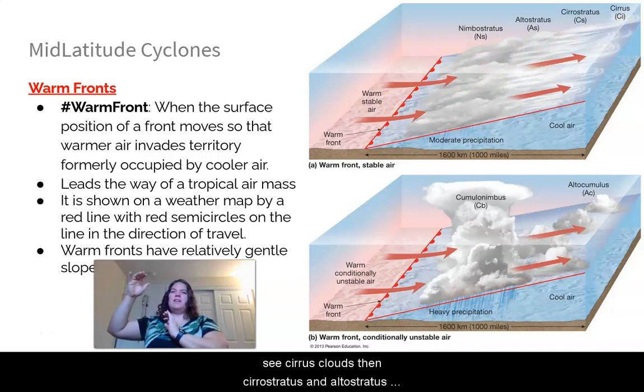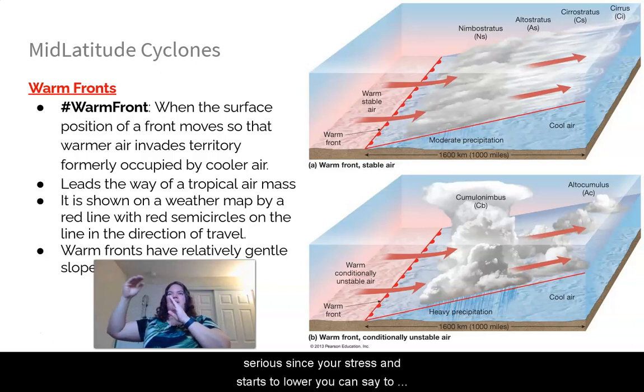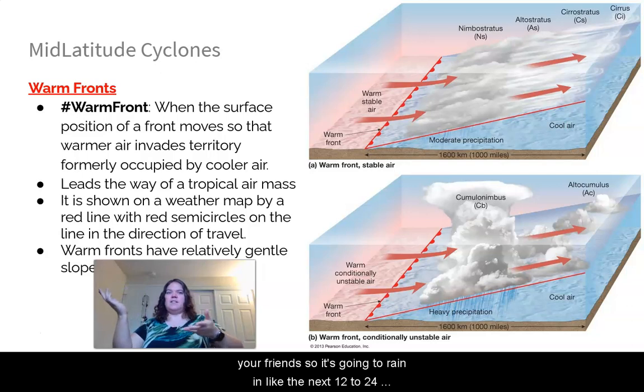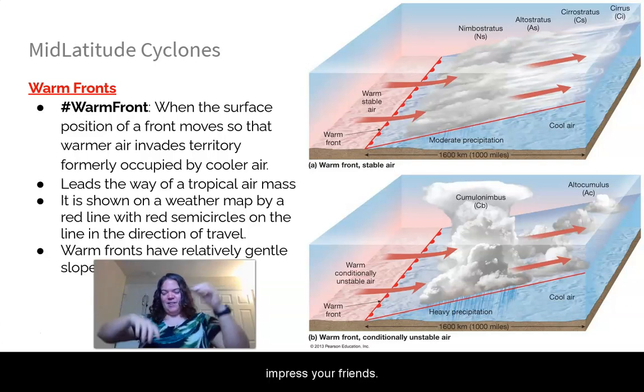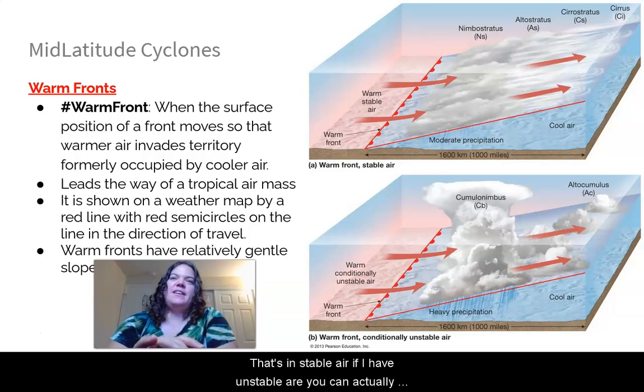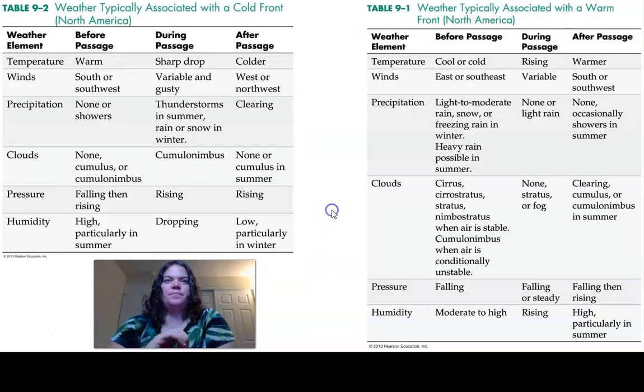So we'll see cirrus clouds, then cirrostratus, then altostratus, and then nimbostratus. That's when it starts raining. So if you start seeing cirrus and then cirrostratus and it starts to lower, you can say to your friends, oh, it's going to rain in the next 12 to 24 hours, and you'll probably be right. And then you can impress your friends, which is great. Now, that's unstable air. If I have unstable air, you can actually kick off some thunderstorms, and you can definitely get icing and freezing rain during the winter time.